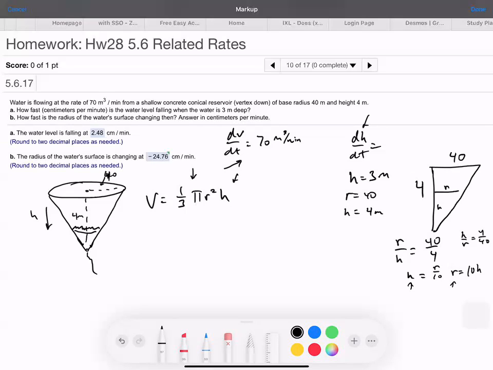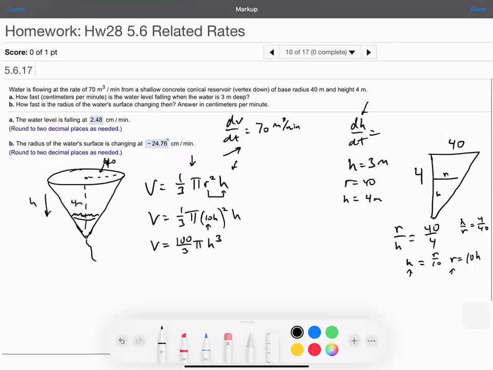So let's go ahead and find the height. We want to solve for dH dt, so let's change r's to h's. To change r's to h's, V is equal to 1 over 3 pi, and R is going to be 10h, so we'll call that squared, times h. Rewriting this, the volume is 10 squared, which is 100, so 100 over 3 pi h cubed. Now this problem is so much easier to take the derivative of than having two variables, and that's the goal: change it to one variable.